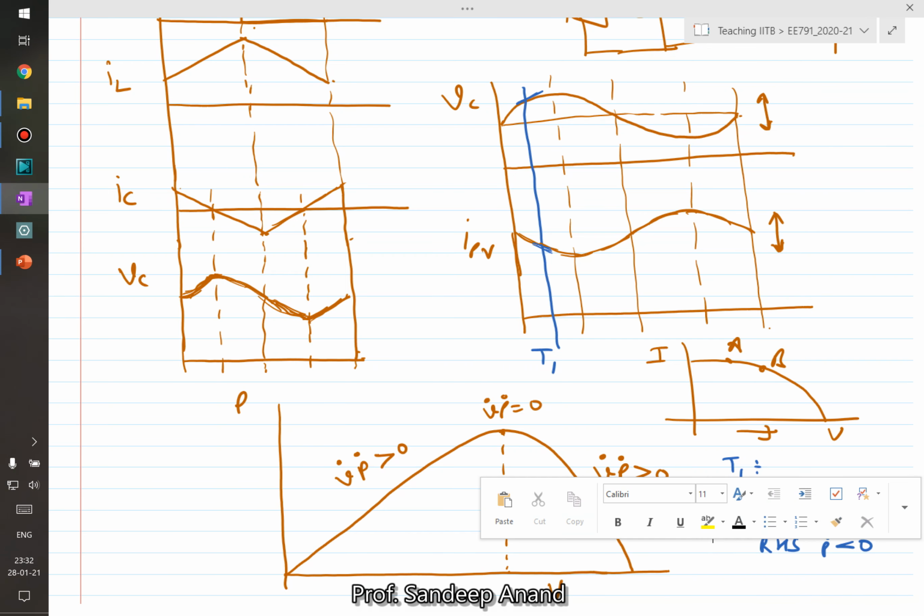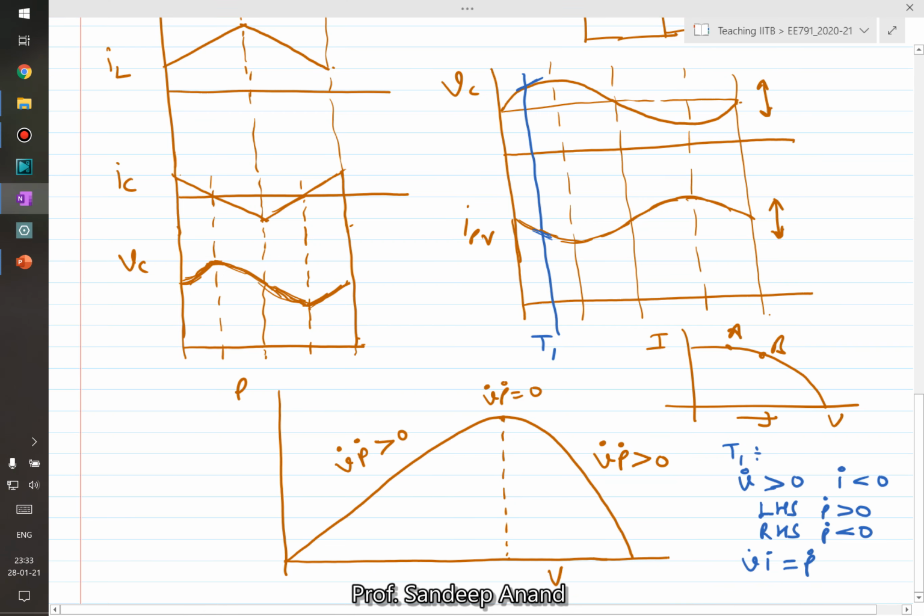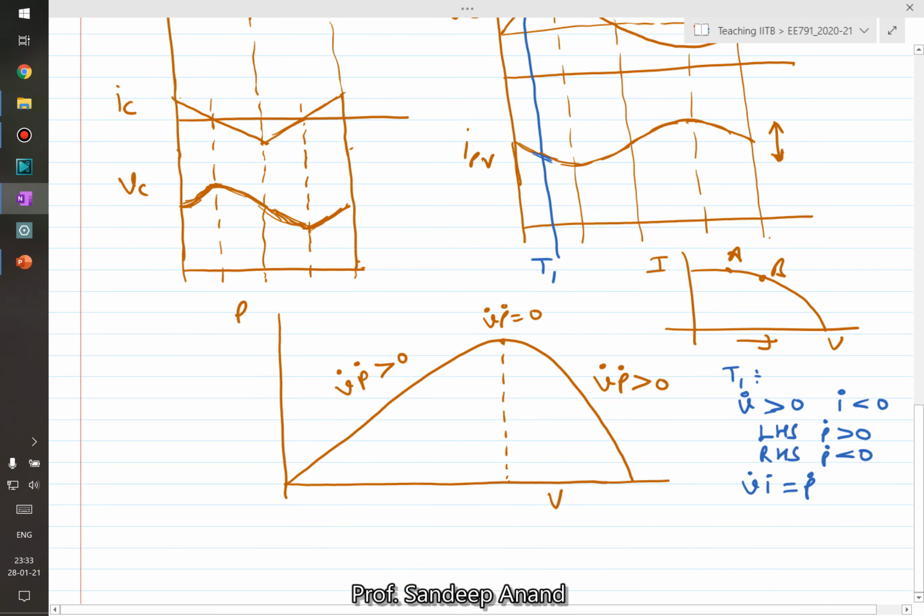Therefore at this instant t1, if I find V dot and if I find I dot, and if I multiply V dot into I dot, I'm going to get P dot. And further, if I multiply this V dot into P dot, and if I check the sign, if this is greater than 0, I am on the left hand side. If this is less than 0, I am on the right hand side. This is true for instant t1.